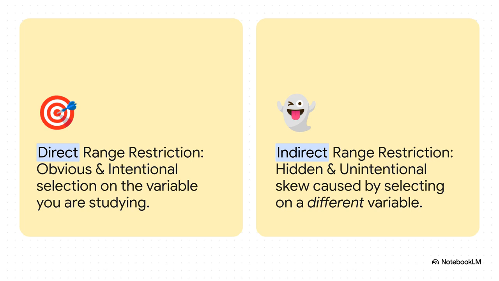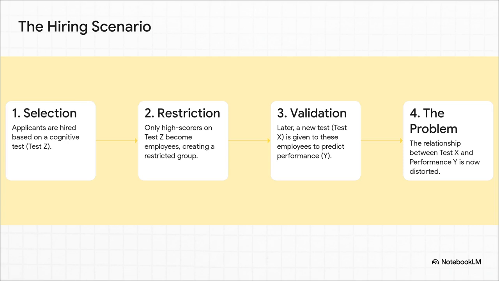Let's see how this plays out for real. Okay, check out this classic hiring scenario. A company uses a cognitive test, we'll call it Test Z, to hire people. Makes sense, right? Only the people who score well get offered the job. So far, so good. But now, a year later, the company wants to try out a new personality test, Test X, to see if it predicts job performance, we'll call Y. They give Test X to their current employees. Do you see the problem here?